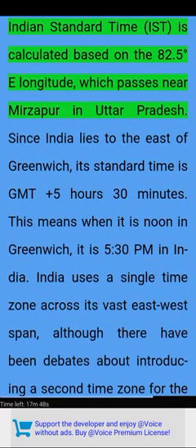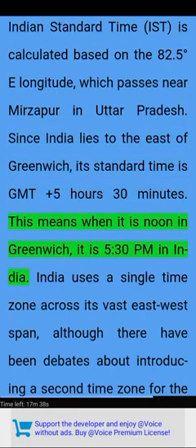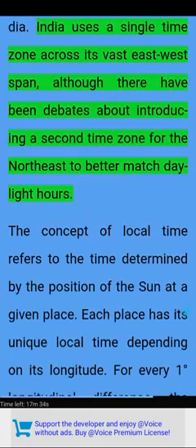Indian Standard Time is calculated based on the 82.5 degrees east longitude, which passes near Mirzapur in Uttar Pradesh. Since India lies to the east of Greenwich, its standard time is GMT plus 5 hours 30 minutes. This means when it is noon in Greenwich, it is 5:30 p.m. in India. India uses a single time zone across its vast east-west span, although there have been debates about introducing a second time zone for the northeast to better match daylight hours.